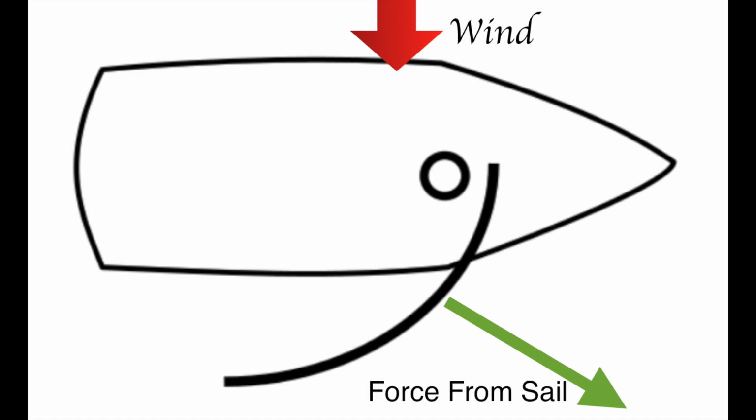And now looking at the diagram thus far, we can see that there's kind of a problem here. The sailboat should be going kind of at an angle to where it's pointed, and that's not good. To solve this problem, they put something underneath the boat that counteracts the force from the sail, and that is called a keel.